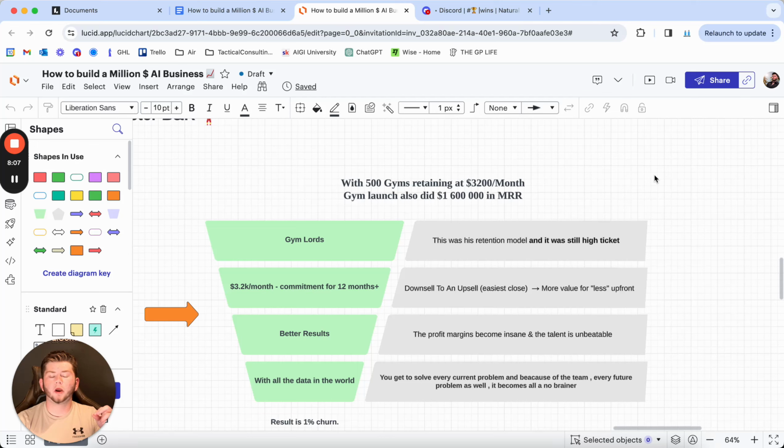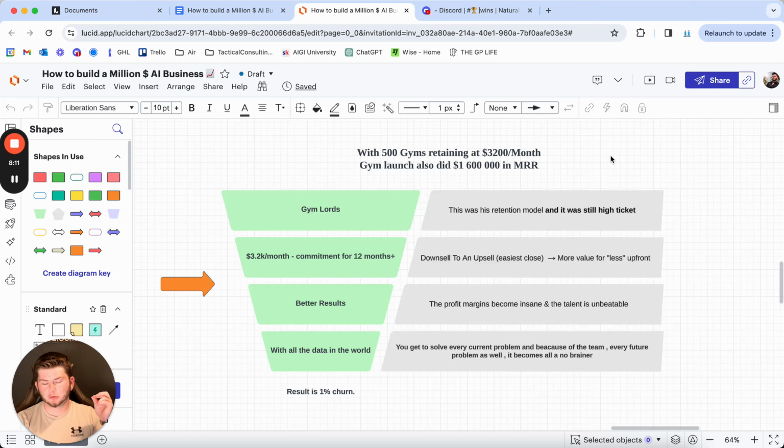and he also did $1.6 million a month in MRR with Gym Lords. This was his retention model. So it was still high ticket. He was still getting 16 grand on the front end, but then he ascended them into a low ticket offer on the back end. And we say low ticket as in 3,200. So not 200, it's 3,200. It would be 3.2K a month for 12 months in a downsell upsell.